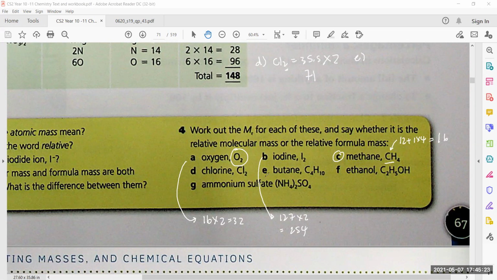Okay, Matthew, how do I calculate E for butane? C4H10, how do I calculate?